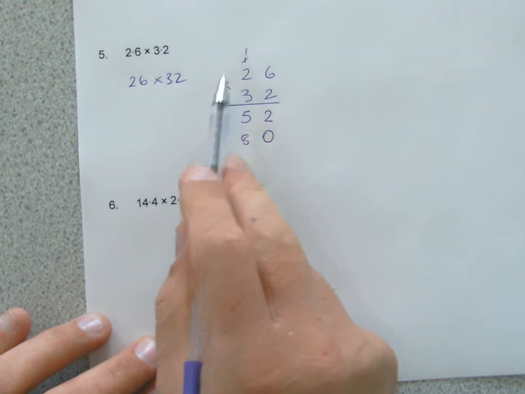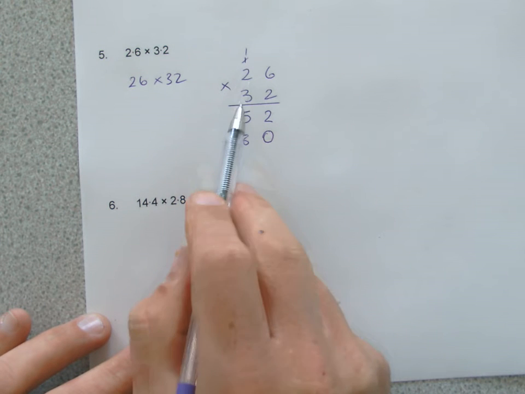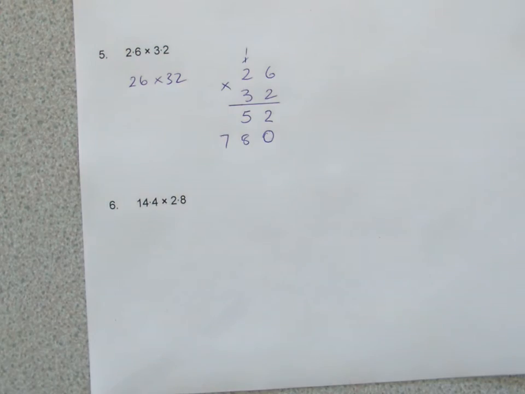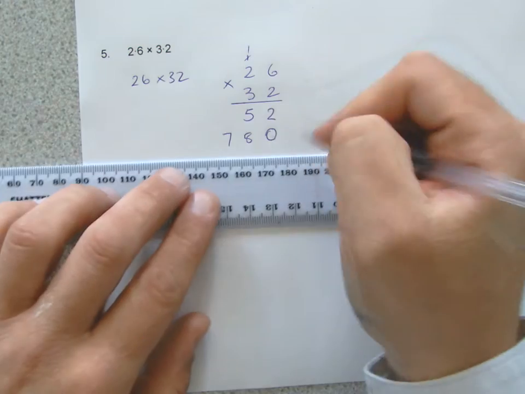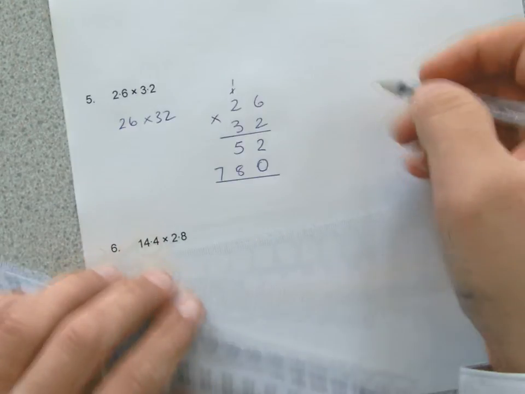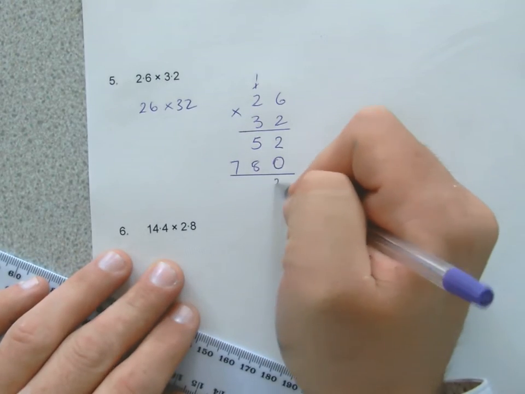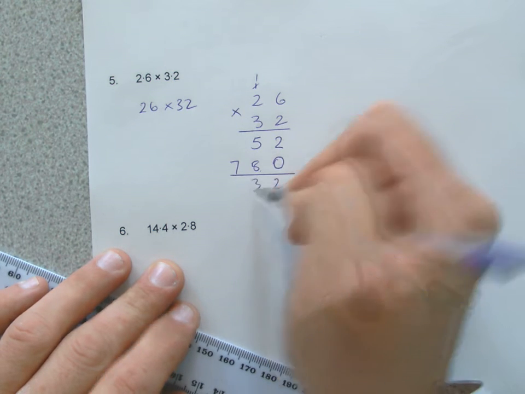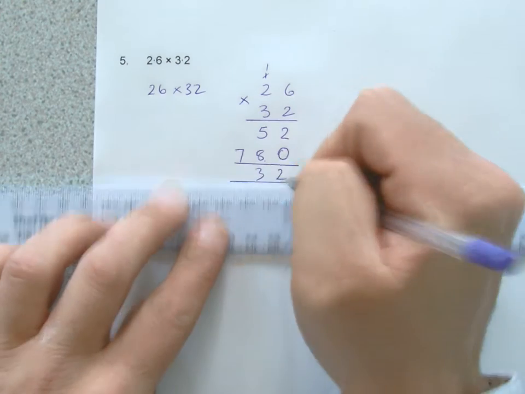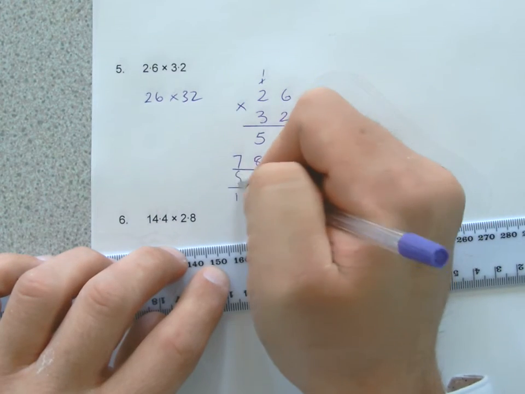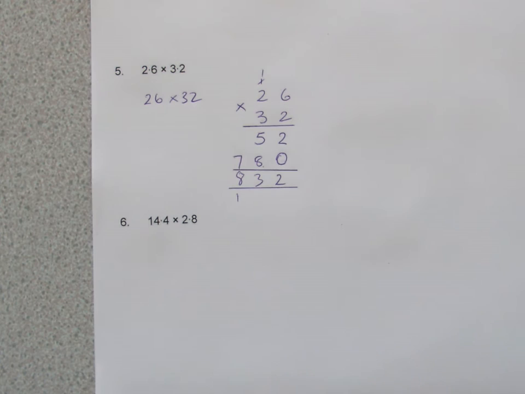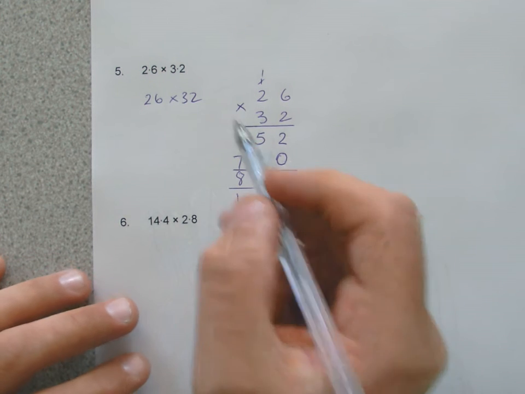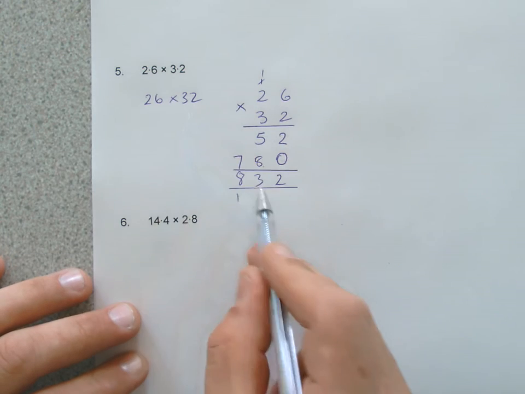So put the 1 above the next number I'm going to multiply by, and then 2 times 3 is 6, plus the 1 is 7. So I've got that there. And I add them. Okay, so I add those two solutions there. When I add them, 2 plus 0 is 2. 5 plus 8 is 13. So 3 carry 1. And then 7 plus the 1 is 8. So 832.